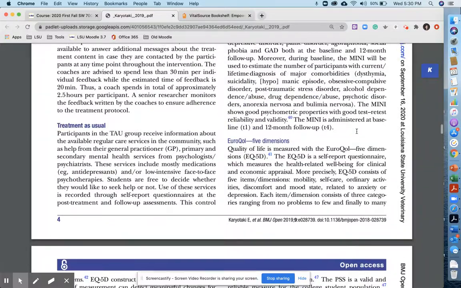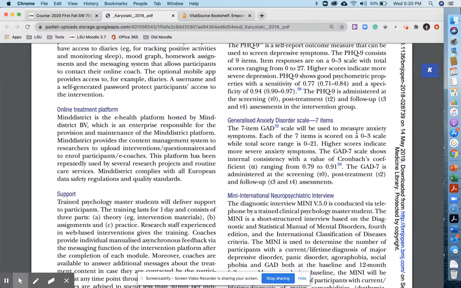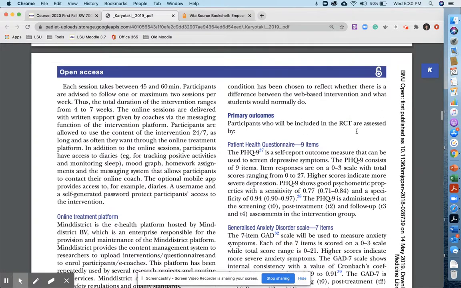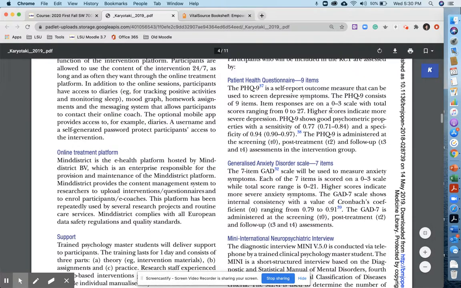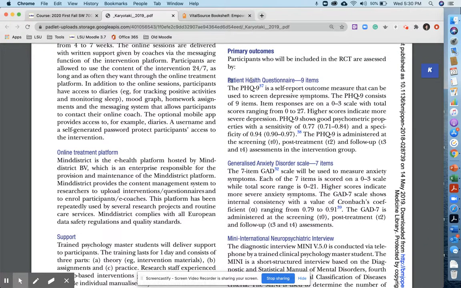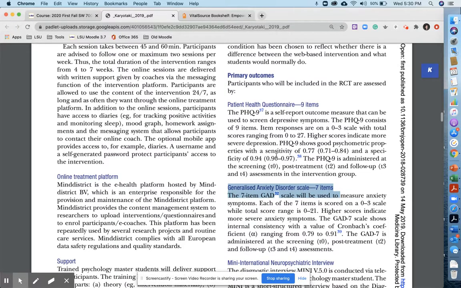So let's scroll back up and look, we're at primary outcomes. So the primary outcomes are depression, which is measured by the Patient Health Questionnaire, also known as the PHQ-9, and the Generalized Anxiety Disorder Scale. And this is also called the GAD-7. These are the two main outcomes, and these are the scales that are used to measure them.